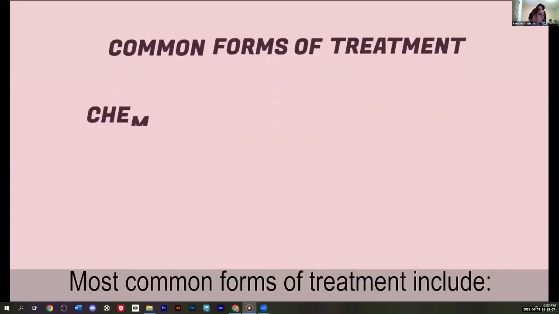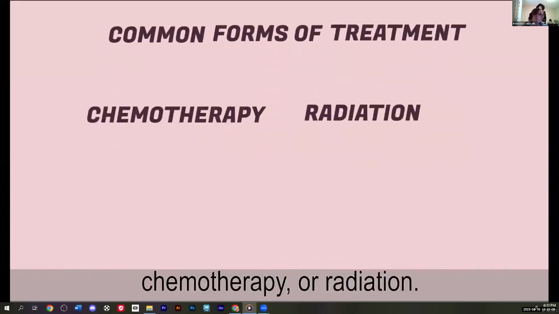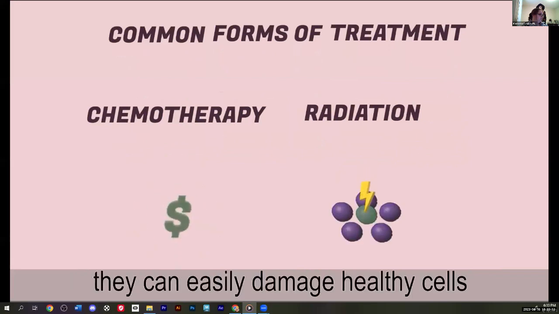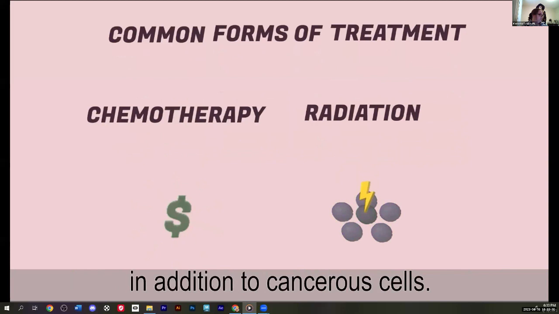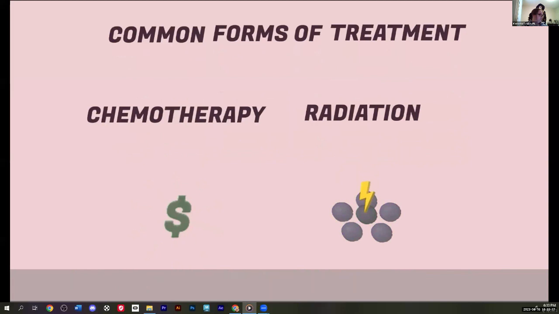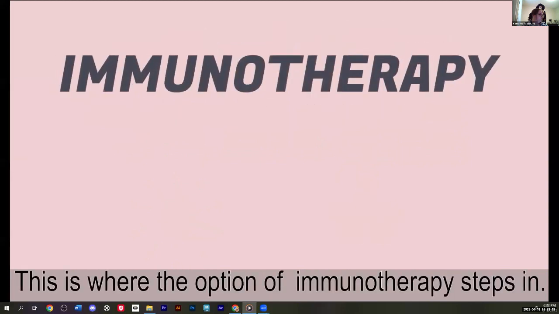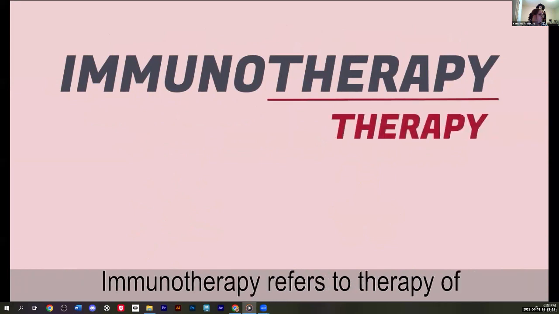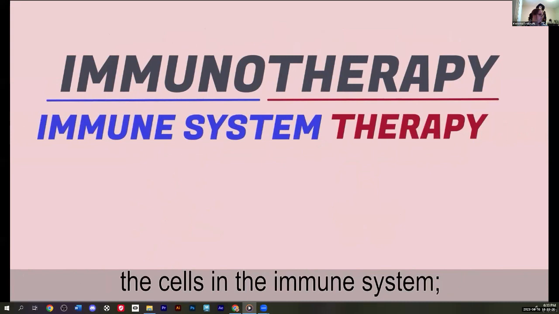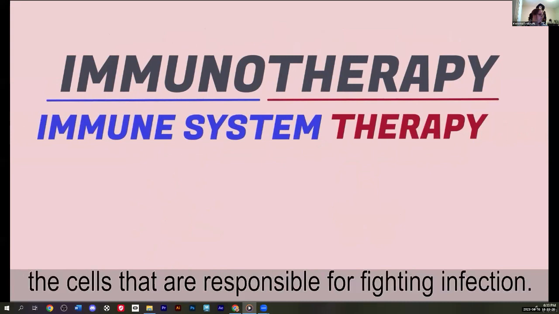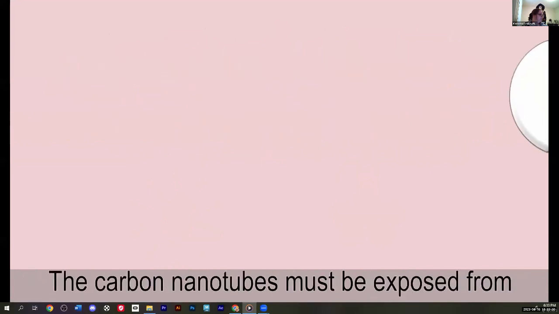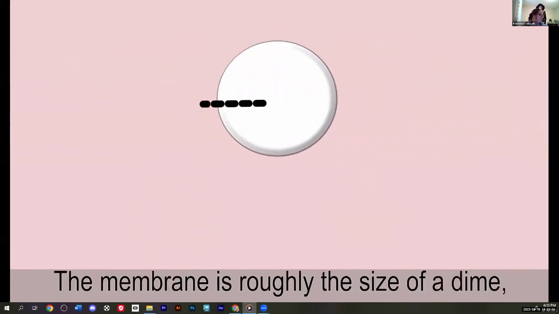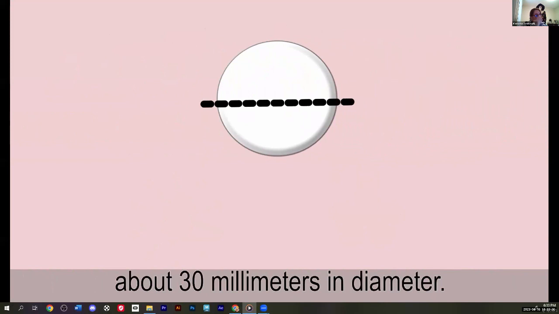Most common forms of treatment include chemotherapy or radiation. While both are more affordable, they can easily damage healthy cells in addition to cancerous cells. This is where the option of immunotherapy steps in. Immunotherapy refers to therapy of the cells in the immune system, the cells that are responsible for fighting infection. The carbon nanotubes must be exposed from within a membrane. The membrane is roughly the size of a dime, about 30 millimeters in diameter.